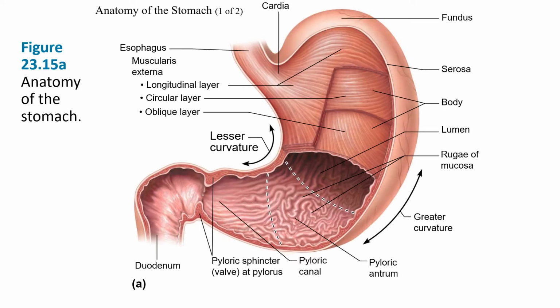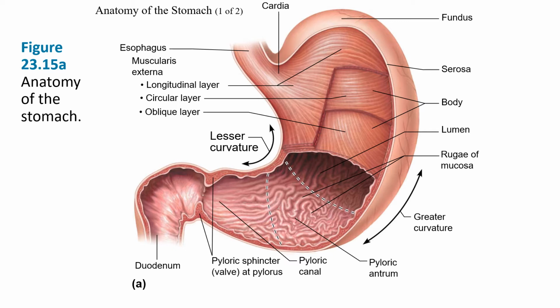Here's a great picture. You need to know these parts for the lab exam and for the lecture exam. Please note that there are 4 major parts of the stomach. You have the cardia, the fundus, the body, and the pylorus, or the pyloric area.